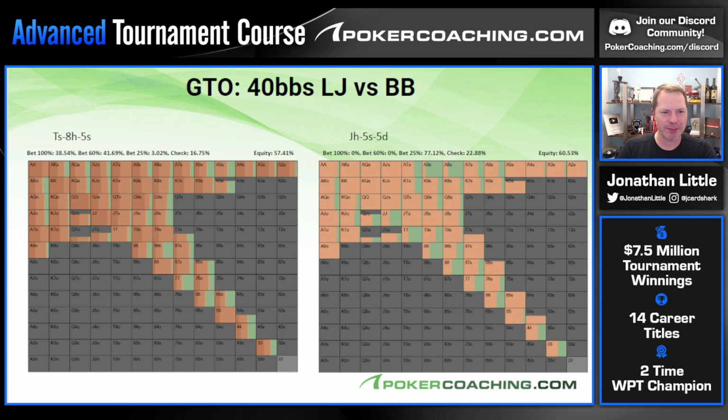As a very clear example of this, let's take a look at a spot where you raise the low jack and the big blind calls. The flop comes either 10-8-5 or Jack-5-5. In both these scenarios, you have the equity advantage by a pretty good amount. Notice we have 57% equity on 10-8-5, and we have 60% equity on Jack-5-5.